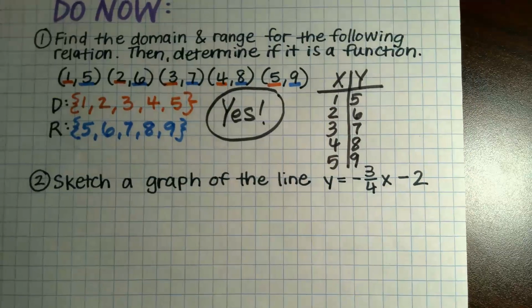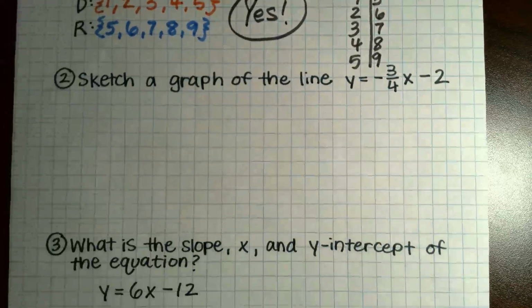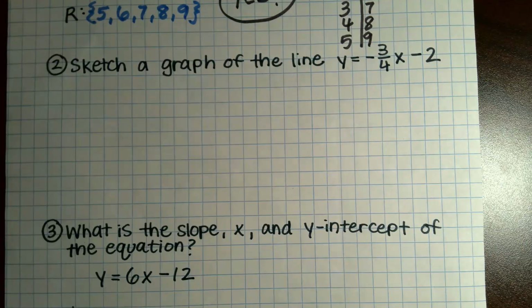So we would say yes. And then we would explain that, which we just did. Okay, any questions before we do 2? All right. Number 2 says to sketch a graph of the line y equals -3/4 x minus 2.